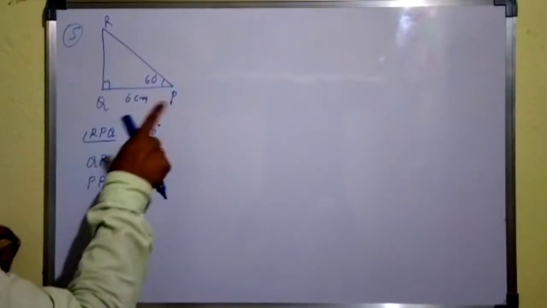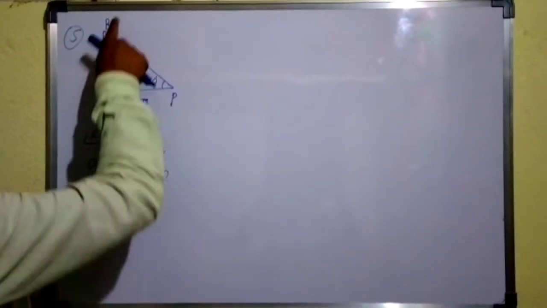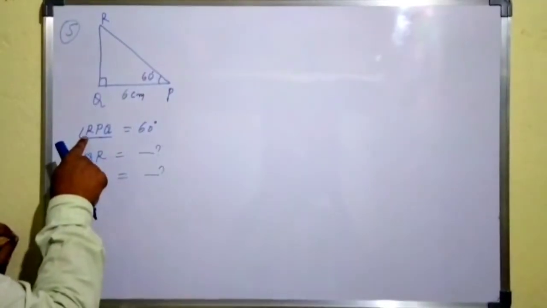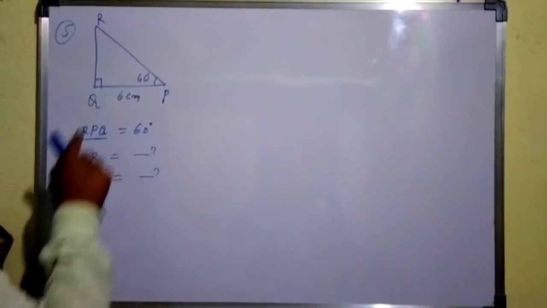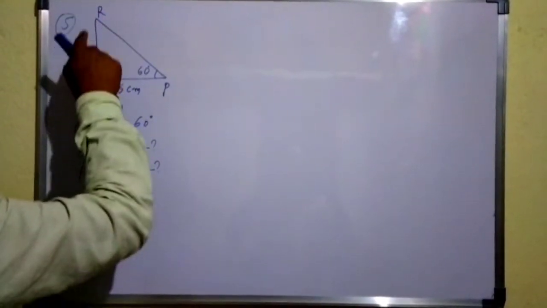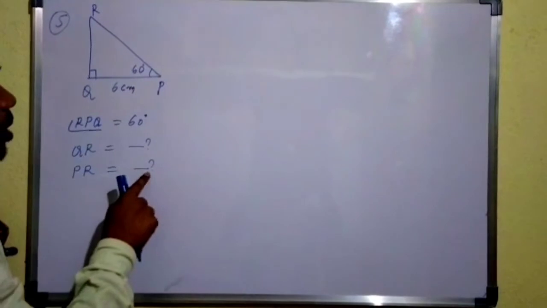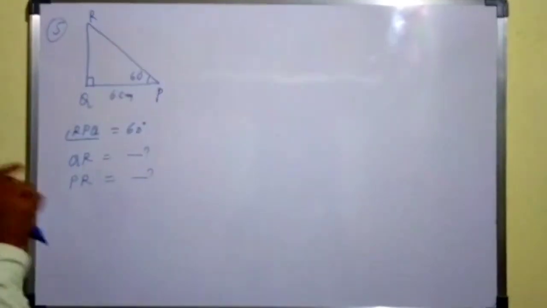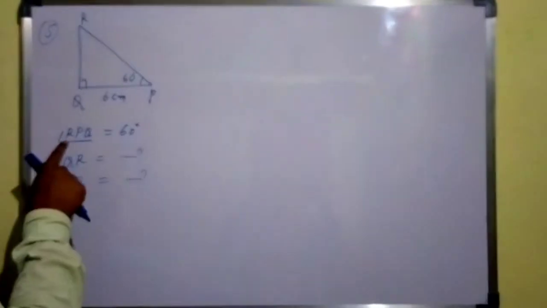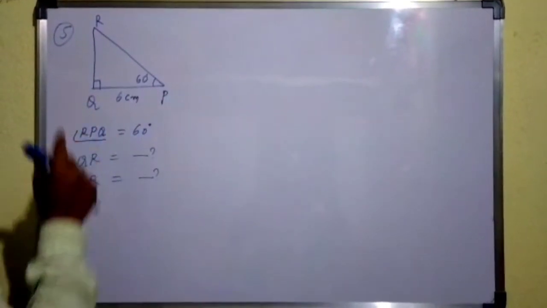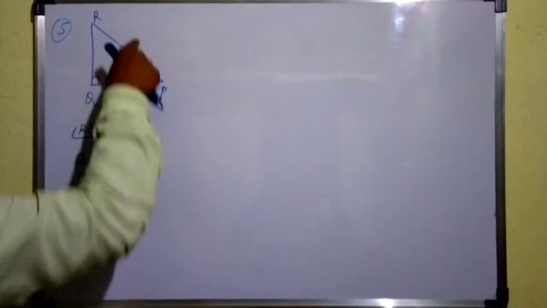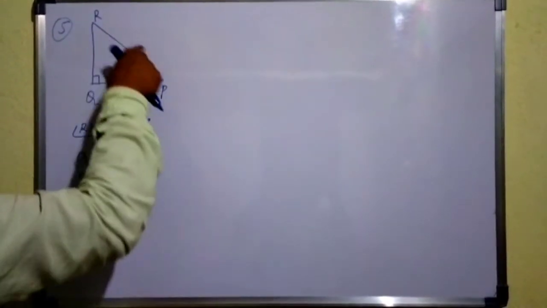So the fifth question, what is given? PQR is a right angle triangle, right angle at Q. Angle RPQ is equal to 60 degrees, that is given. QR is question mark and PR is question mark, that is what we are finding. So RPQ is 60 degrees. First we are finding the QR length.